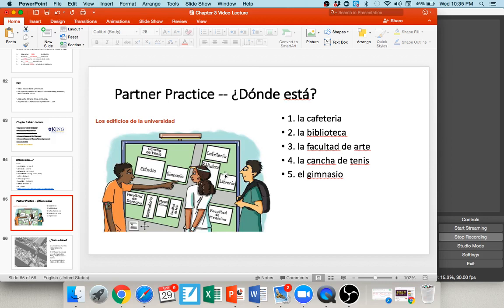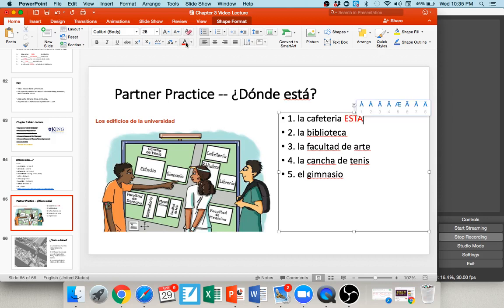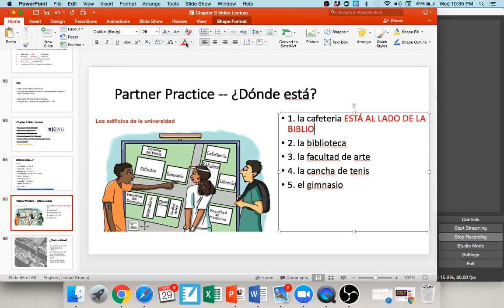So I may ask you to look at two buildings. Like it tells you in number one, we're looking at la cafeteria, and you have to describe where it is. Well, in this case, the cafeteria is next to or near the library. So we could say that la cafeteria, we're talking about its location, so we're going to use estar. La cafeteria está al lado de la biblioteca. Okay, and you're just going through and describing where things are located using these words.